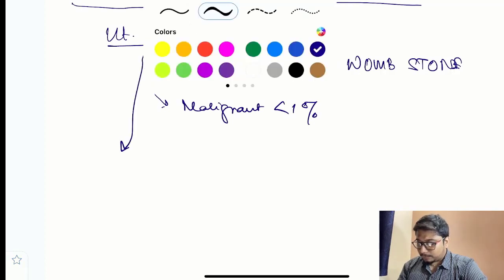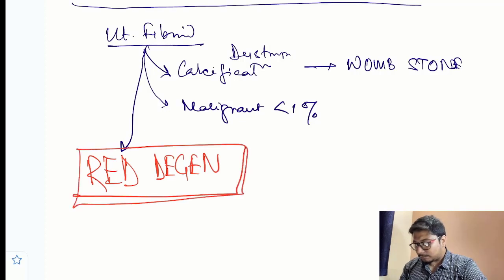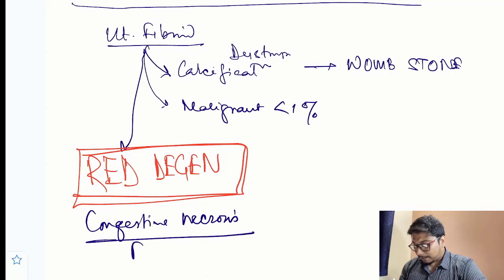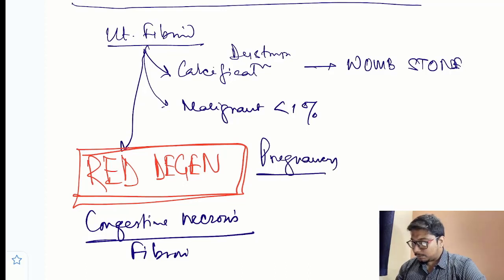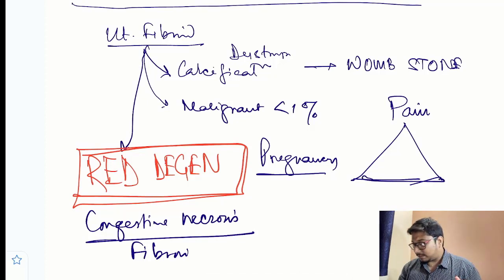One specific kind of degeneration that these can undergo is red degeneration, which is basically congestive necrosis of the fibroid, and typically seen in pregnancy. So it presents with this classical triad, starting with severe pain. I have seen many cases in my residency. I mean, there will be a toxic look. You will think there is an infection going on or a sepsis going on or something else going on, but it's a red degeneration of fibroid.